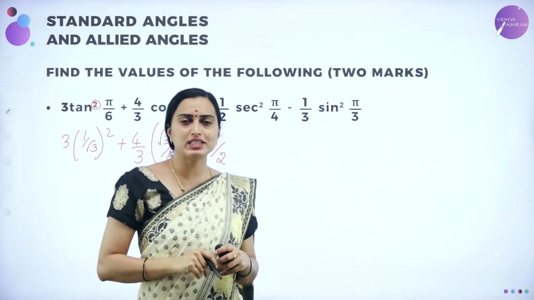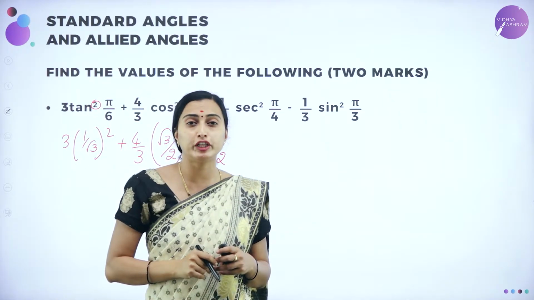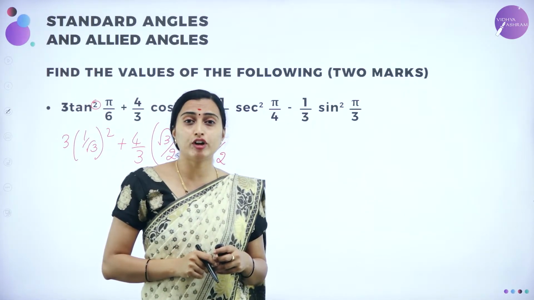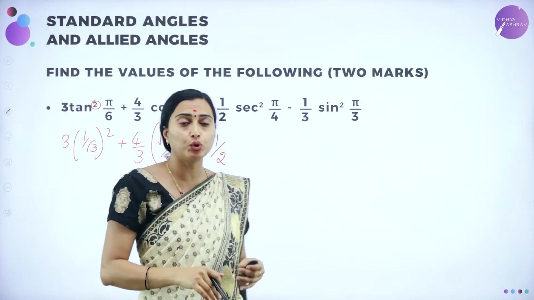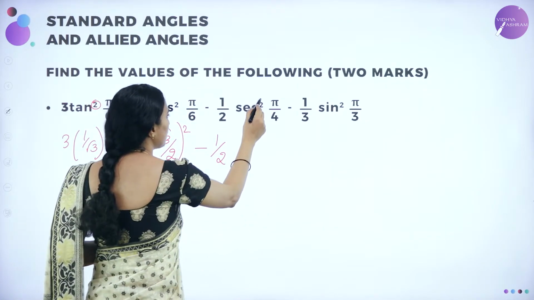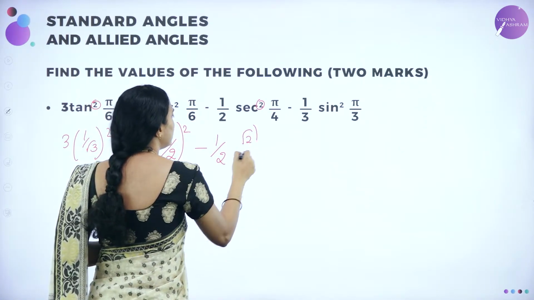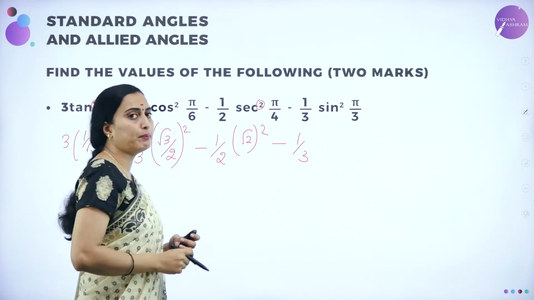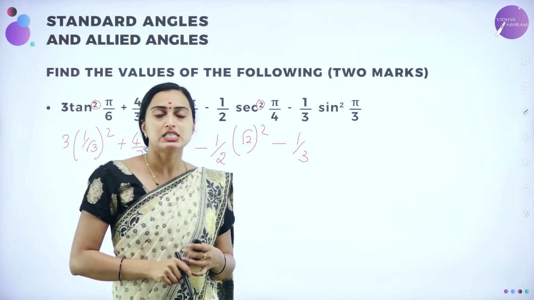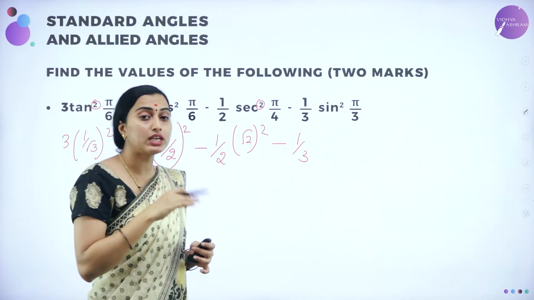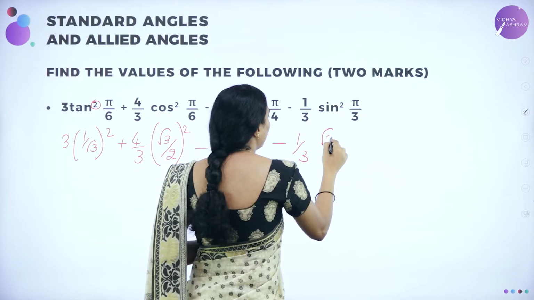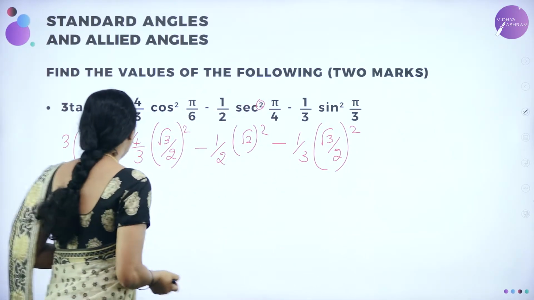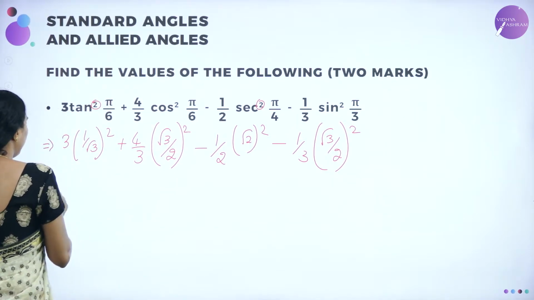So here root 3 by 2 whole squared, because cos squared is there, minus 1 by 2 into secant squared pi by 4. What is secant pi by 4? Secant 45 degree. What is cos 45 degree? 1 by root 2. Secant 45 degree is the reciprocal, root 2. So therefore you have the square, root 2 whole squared, minus 1 by 3 into sine pi by 3, sine 60 degree. Sine 60 degree is root 3 by 2. Sine squared is there, so you have root 3 by 2 whole squared. Alright, so let me solve this by further simplification.